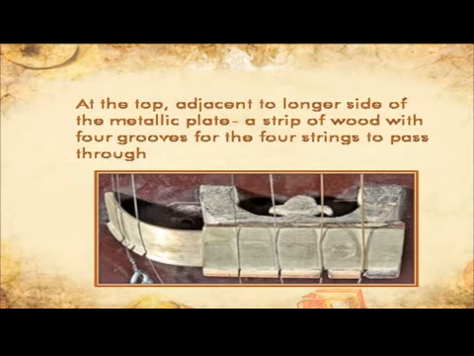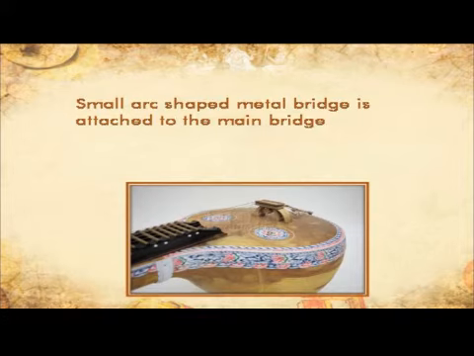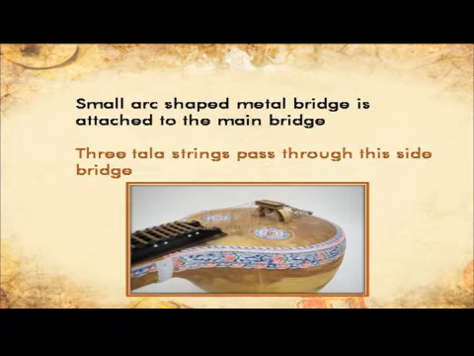with 4 grooves for the 4 strings to pass through. A small arc-shaped metal bridge is attached to the main bridge. The 3 tala strings pass through this side bridge.